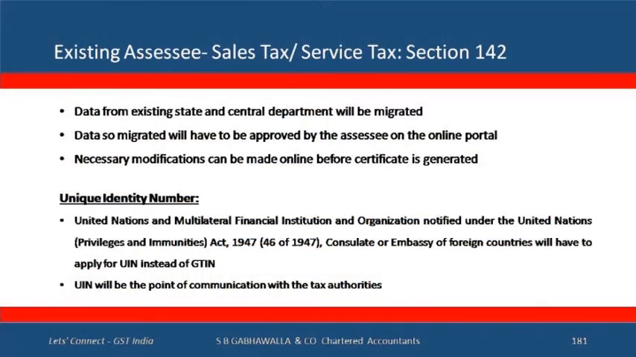Now I think Aman will just take us quickly through the points, and wherever there are questions, we'll take them up. Yeah. Section 142 talks about data migration of the existing assessees. Data from the existing state and central departments will be migrated to the GST network. Data that will be migrated will first be approved by the assessee only on the online portal. Necessary modifications can be made online before the certificate is generated. So the option to modify data shall be given to the assessee.